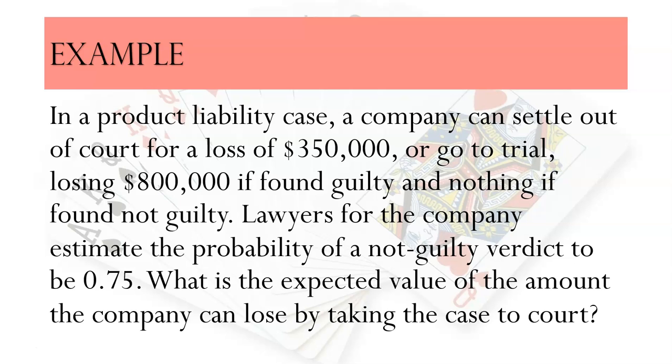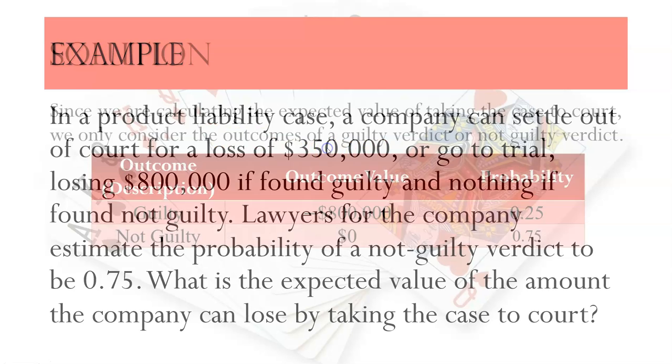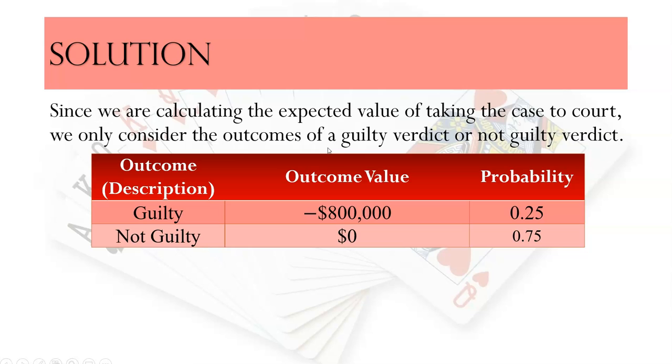If the company takes it to court, then we only need to worry about the guilty or not guilty verdict. If it takes it to court, that means it's not going to settle out of court. So this value is not used for the expected value. So what could happen? We're either found guilty or not guilty. If we're guilty, we're out $800,000. If we're found not guilty, nothing happens.